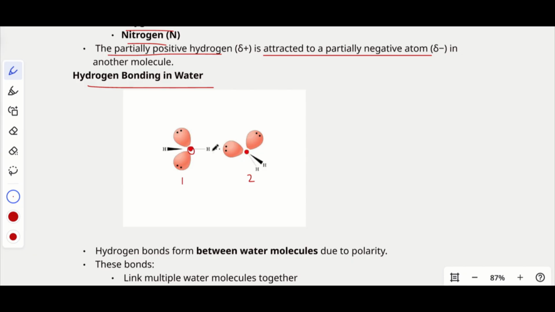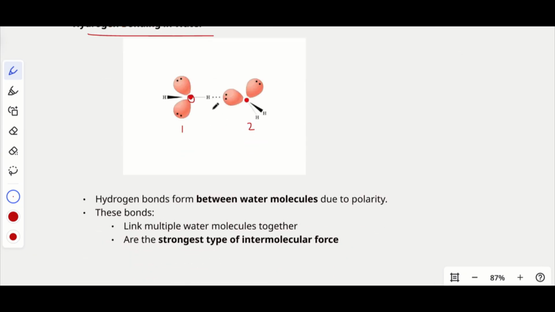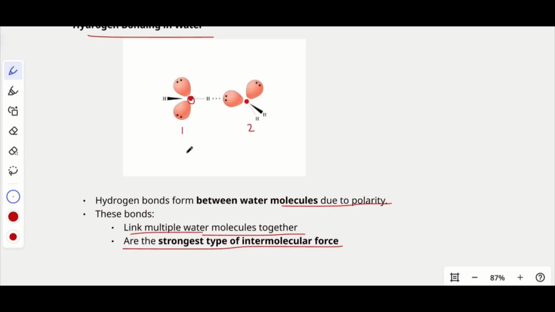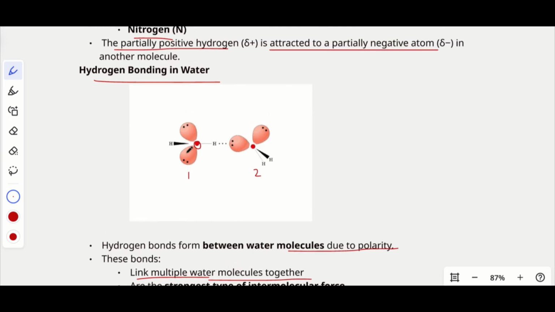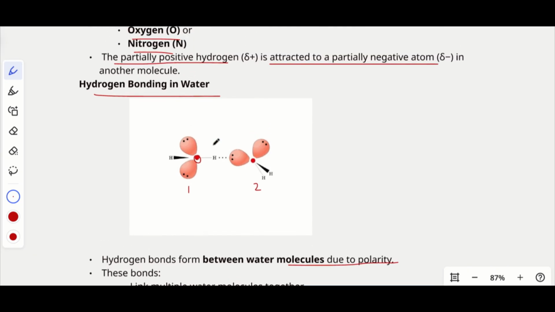The hydrogen bonds between the water molecules are due to polarity, and they link multiple water molecules together. These are the strongest type of intermolecular force. So this is how water is formed using hydrogen and oxygen, and that is why water is polar.